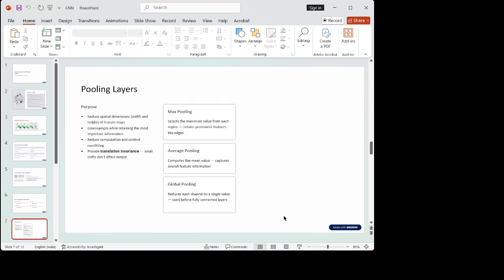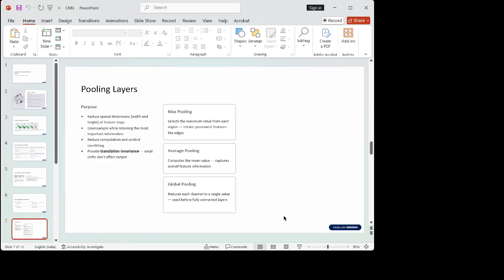The final one is pooling layers. Here, pooling reduces the spatial dimensions of feature maps. If I am given a 4 cross 4 feature map, it gives the three major benefits emphasized in the PPTs: reduce computational cost, control overfitting, and retain important information. It can be split into three types: max pooling, average pooling, and global pooling.